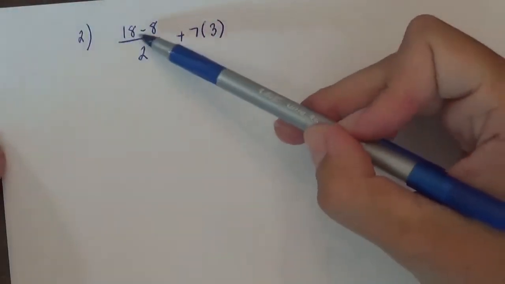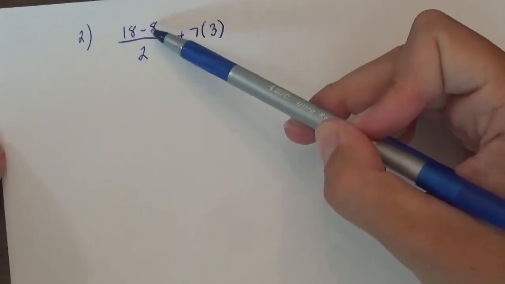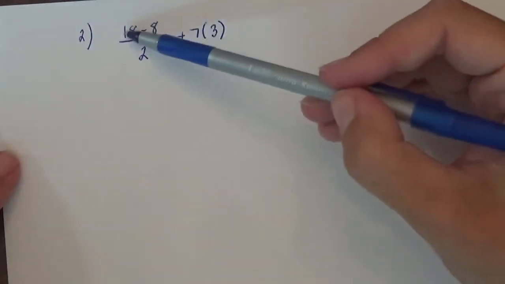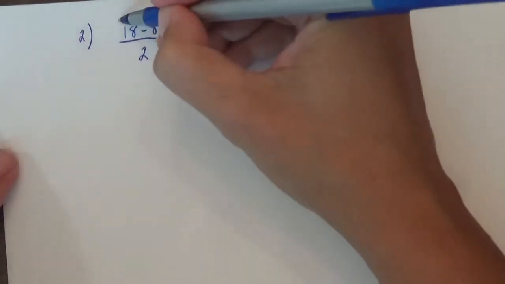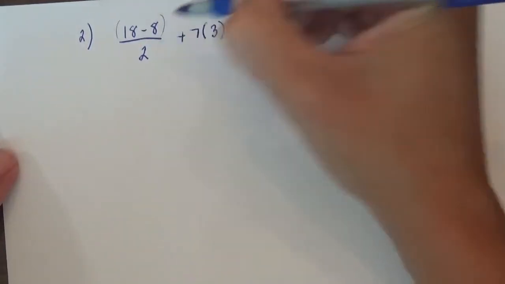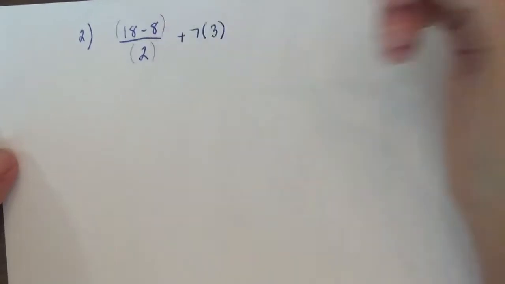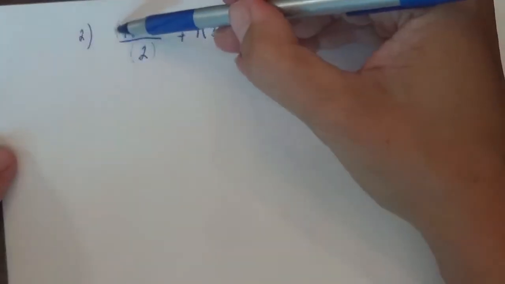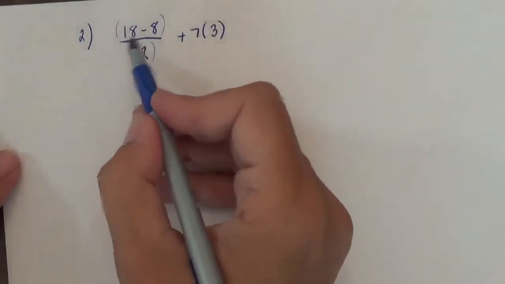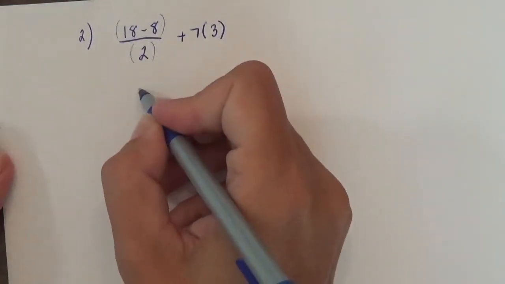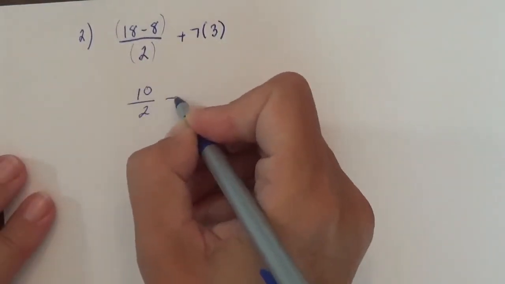Okay, I want to talk about this. This is a division bar. When you have a bunch of things either on the top or the bottom, this division bar kind of works like parentheses. It's almost as if that's there, and if there was more stuff down here, that's there. So you really have to solve the top first, solve if there's anything on the bottom, and then use the division. So that's kind of a combo thing, that division bar. So 18 minus 8 is kind of like the parentheses, 10 over 2.